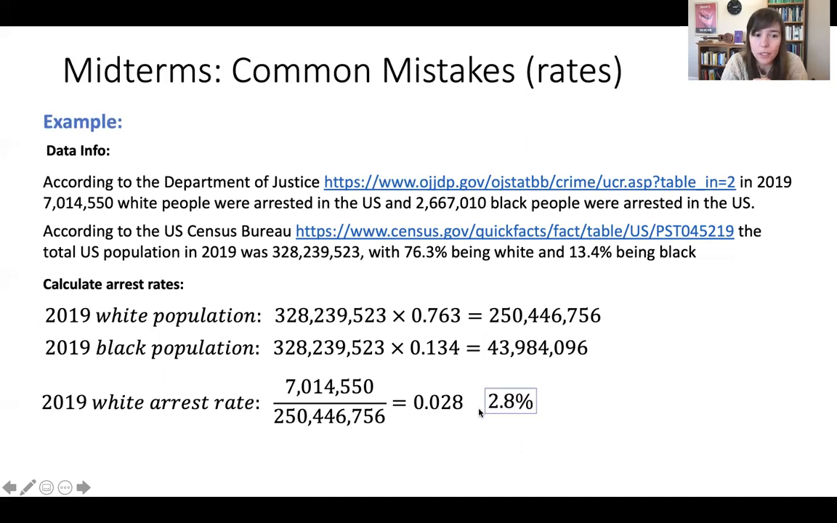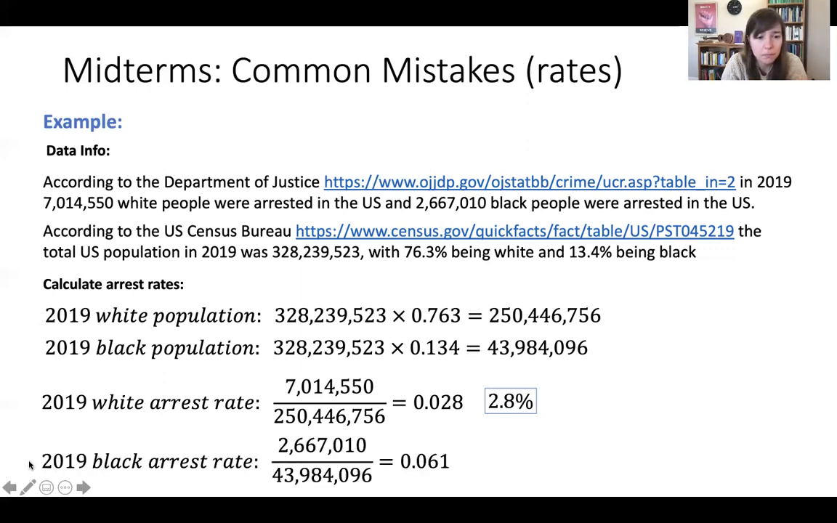So the 2019 arrest rate for white people in the US was 2.8%. And now let's do the same for the Black population. So in 2019, the Black arrest rate, we calculate that by taking the total number of Black people arrested divided by the total number of Black people in the population, which is 0.061. So we get 6.1%.